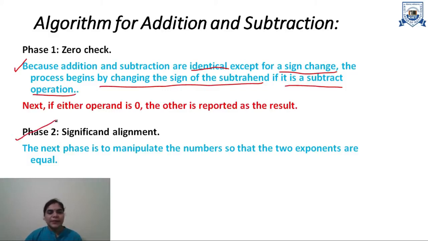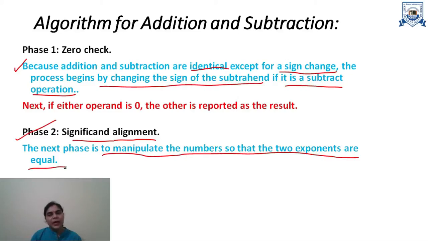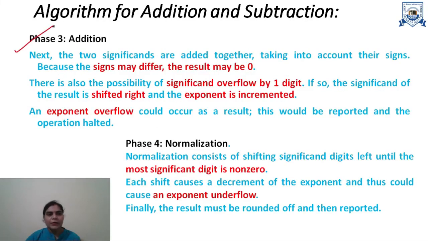Next step is to align the significands. In this process, we manipulate the numbers so that the two exponents are equal. So for making exponents equal, we perform significand alignment. Now, once we have made both the exponents equal, we can add the numbers. So next, the two significands are added together.